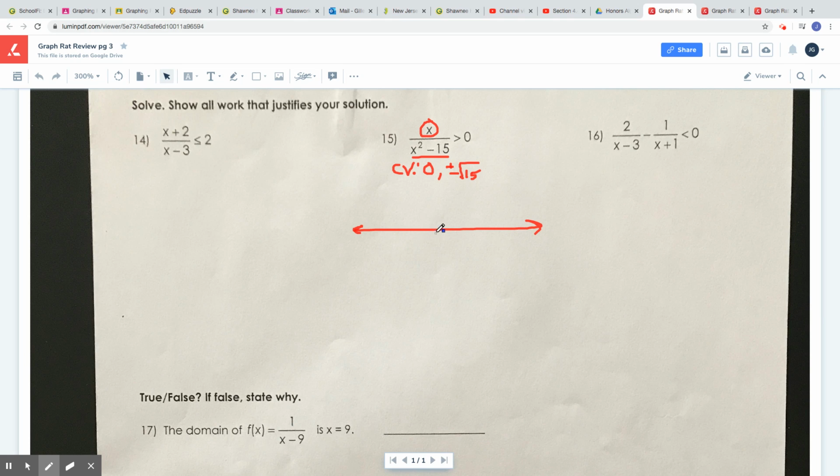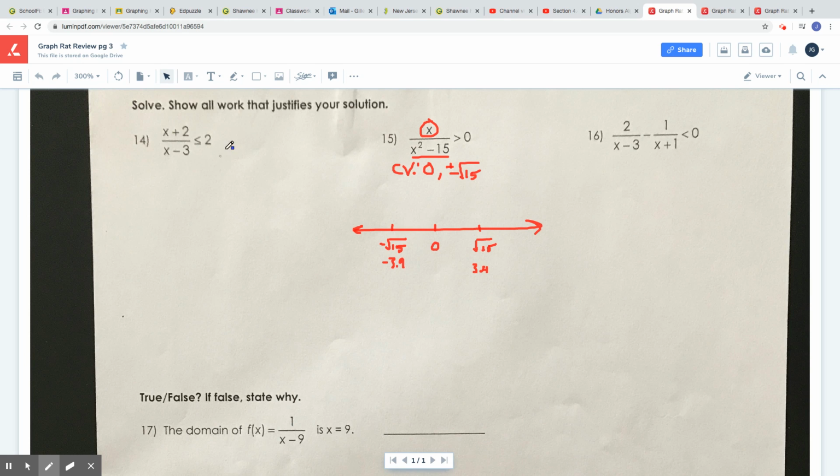So we then make a number line, and you put those critical values on the number line. Positive root 15 is over there. Now, what is positive root 15? The square root of 16 would be 4, so this is roughly 3.9. You just need to know that when you're plugging in numbers in the intervals. So this is roughly negative 3.9.